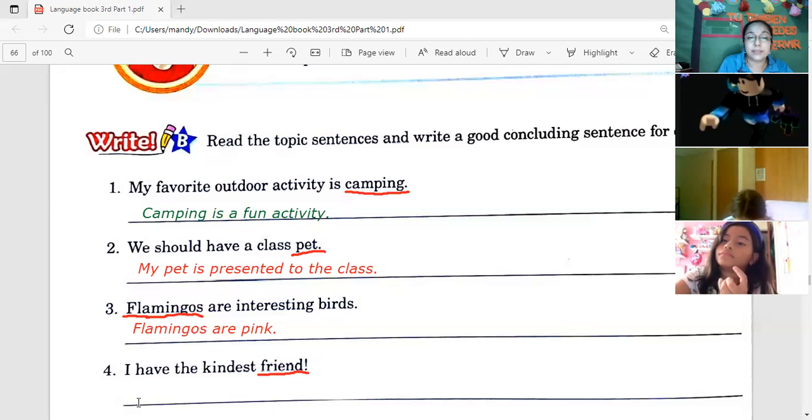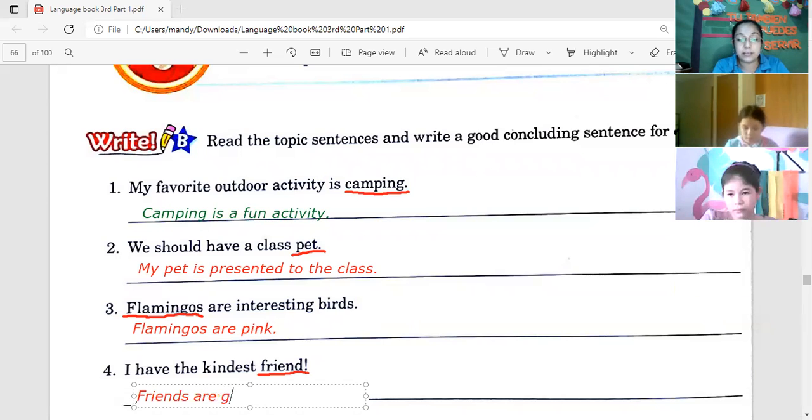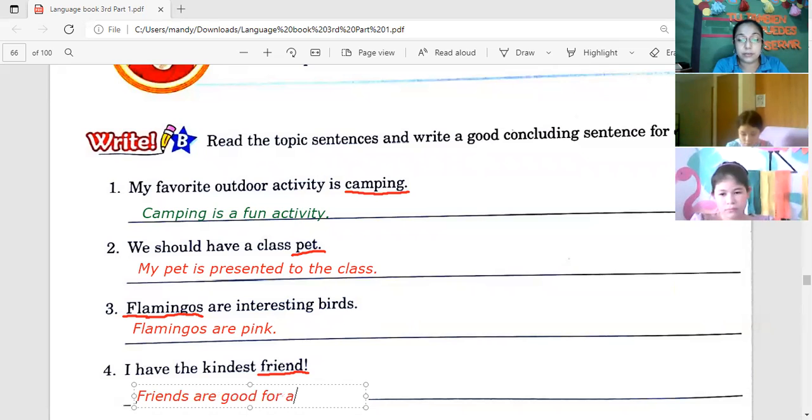Best friend. Your friend is beautiful. Okay, let's combine the sentence. Friends are good for all of us, comma, because they are... No, a short sentence, not a long sentence, only a short sentence. Friends are good for all of us.